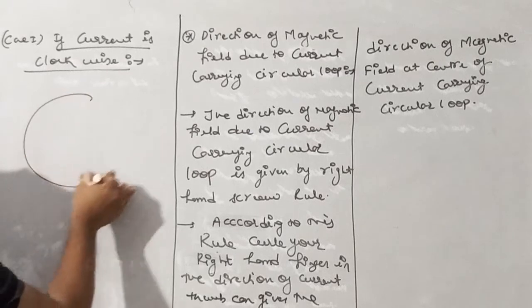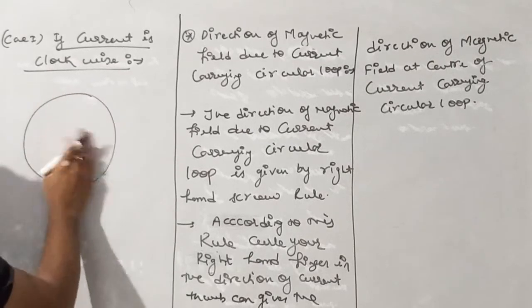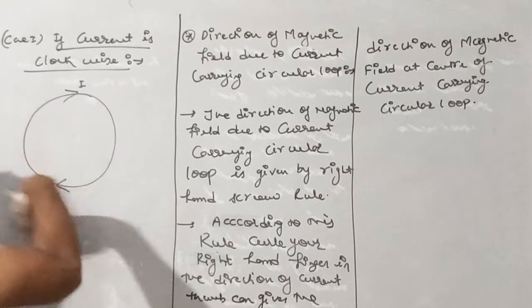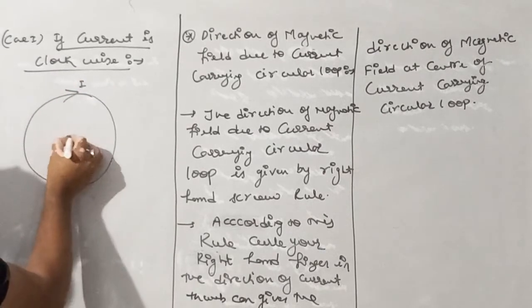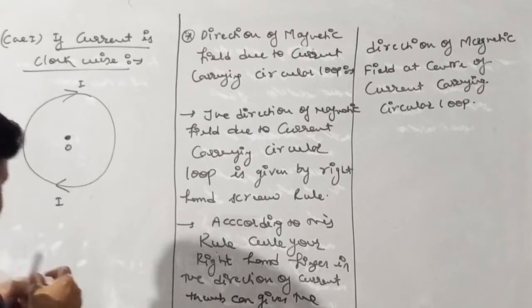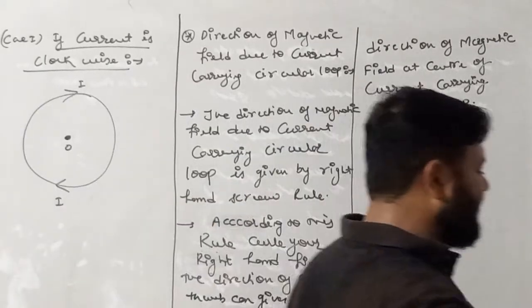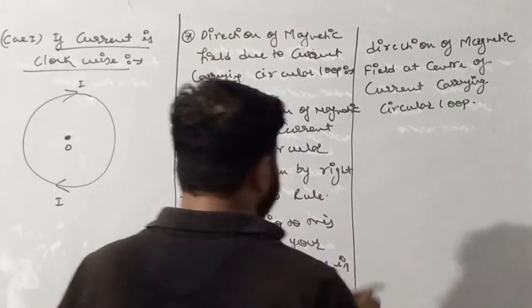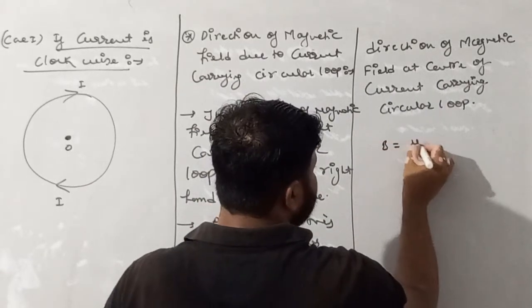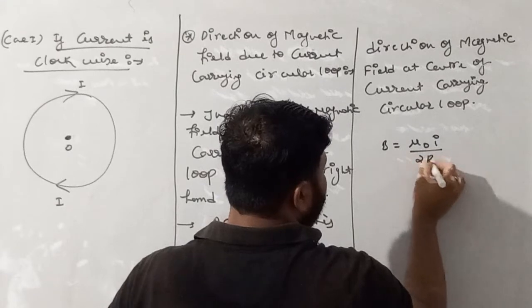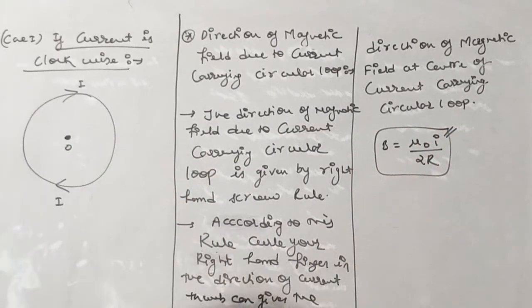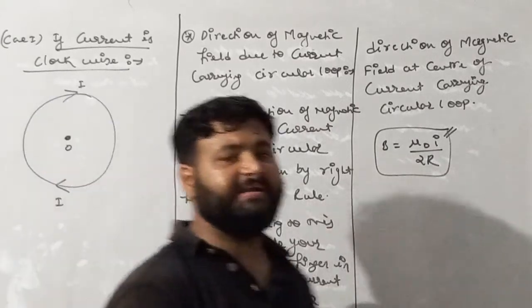So let's suppose this is our current carrying circular loop, and in this circular loop current is flowing clockwise. We want to find the direction of magnetic field at the center of the current carrying circular loop. As we all know, the magnitude of magnetic field is mu naught I by 2r. This is the value of magnetic field at the center of the current carrying circular loop. We are interested to find the direction.